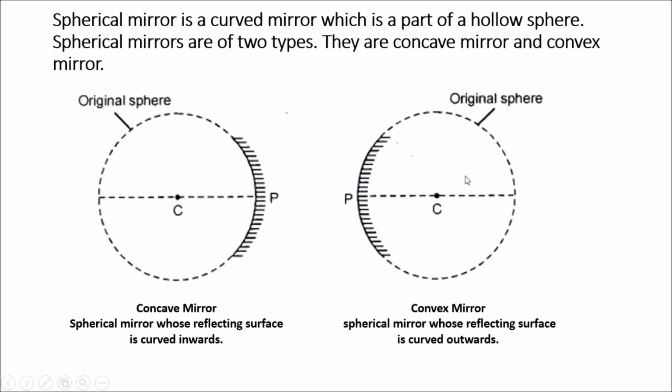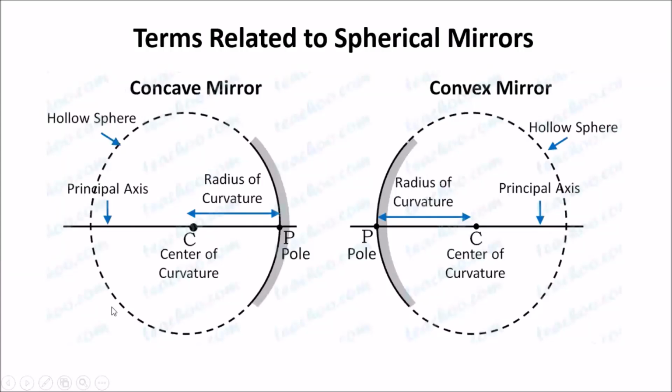Whereas the convex mirror is made from the same sphere of which one section has been taken out, and the inner side is coated and made rough and the outer side is polished. So a spherical mirror whose reflecting surface is curved outward is called a convex mirror. For both, we need to understand several terms related to spherical mirrors. So let's talk about it.